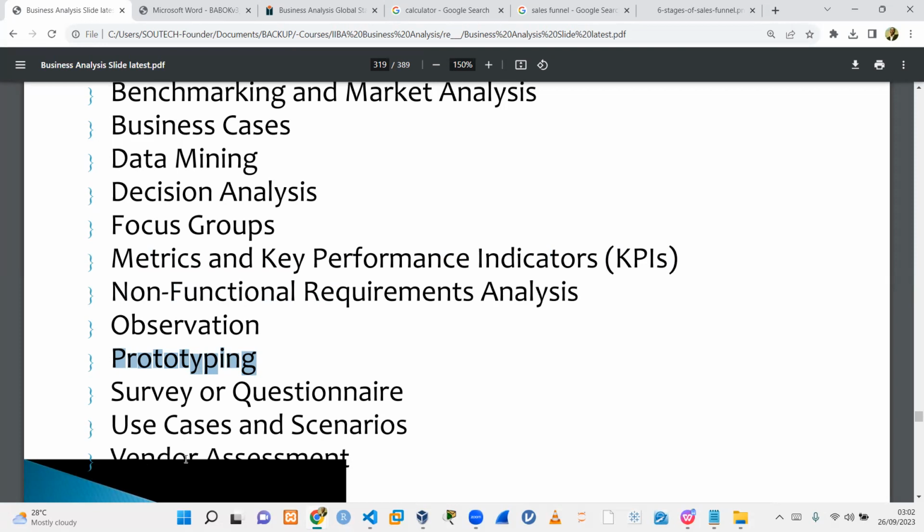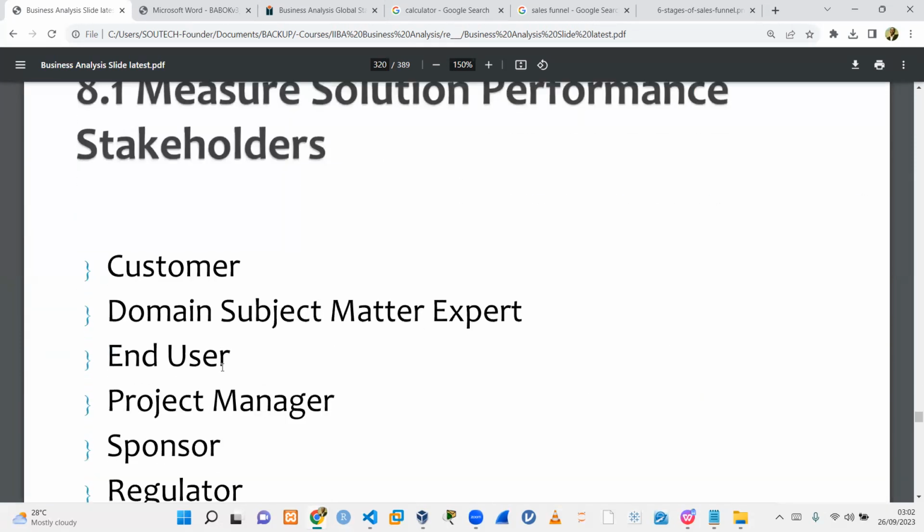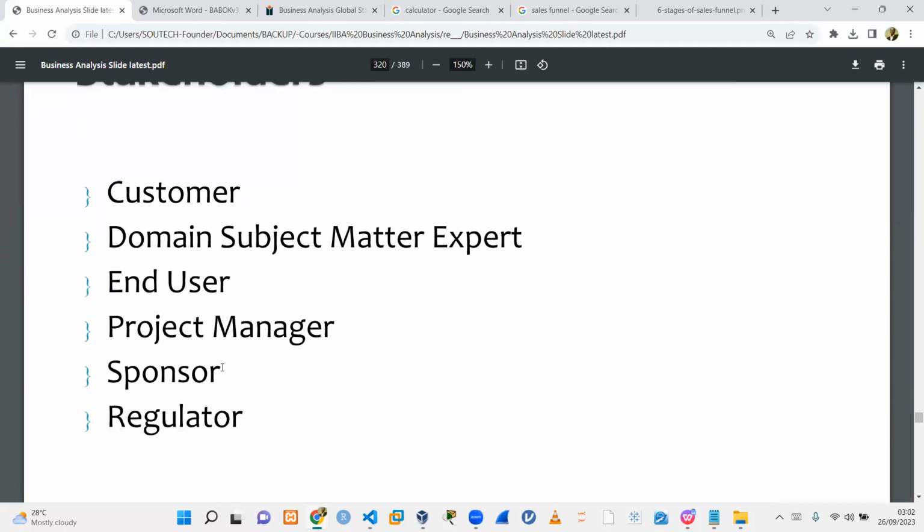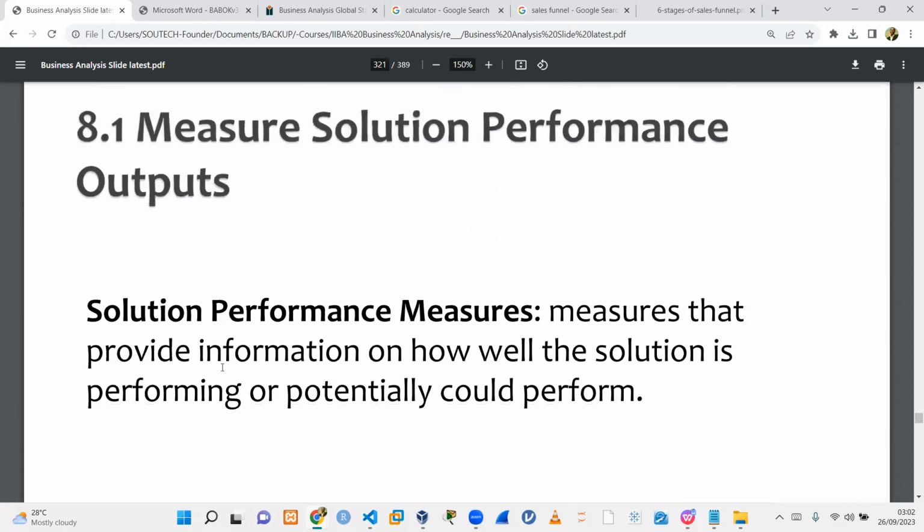That's why you can also bring in vendor assessment. You want to test that particular solution and see how it flows. For a mobile app, you want to simulate it. You want to see what it looks like, what value it is going to deliver to stakeholders. And who are some of these stakeholders that can help us measure solution performance? So the customer, domain subject expert, end users, project managers, sponsors, and regulators. What are some of the outputs? So you're going to now have your solution performance measures. So you want to have a way that you can actually measure your performance.